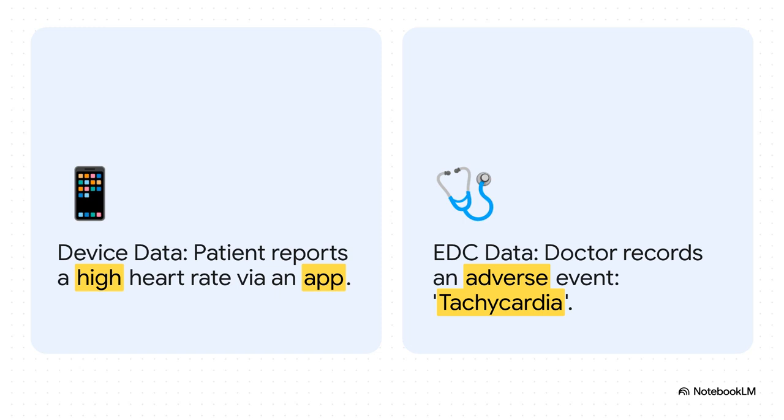Reconciliation is really just about making sure all your data sources are telling the same story. So let's paint a picture. A patient uses an app on their phone to report a high heart rate. Your job is to check the EDC and see if the doctor recorded a matching adverse event, like tachycardia. If those two don't line up, you've got to dig in and find out why. That's real data management in action.